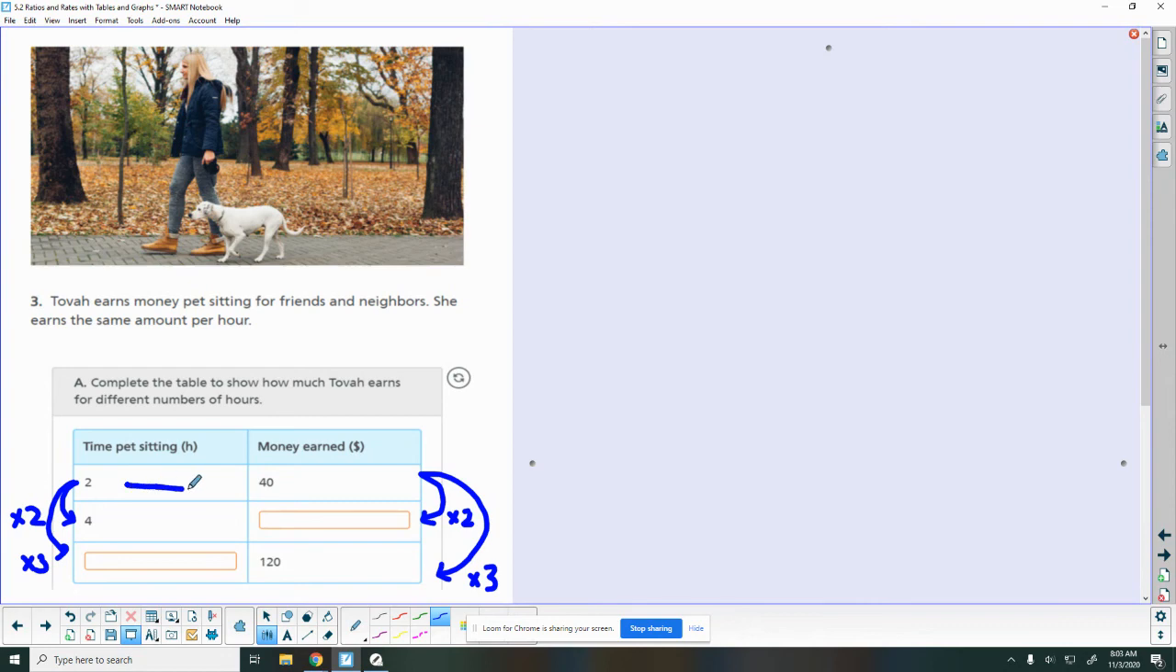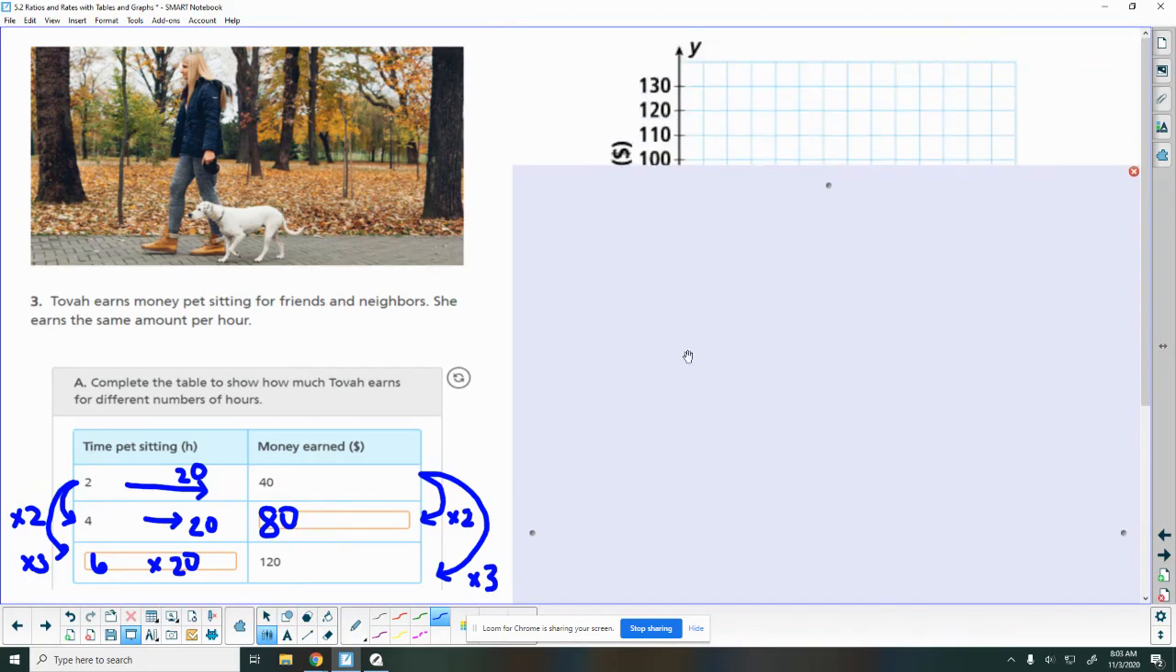So I know, and then I can even check it this way. 2 times 20 is 40. Times by 2 is 80. 4 times 20 is 80. And then 40 times 3 was 120. 2 times 3 is 6. 6 times 20 is 120. So your patterns, both ways, up and down and across, need to follow that same pattern every time.